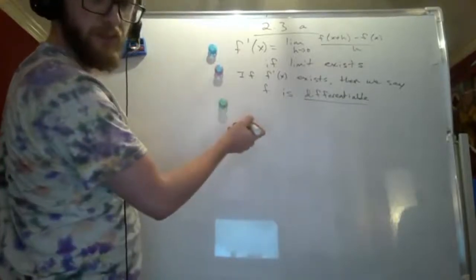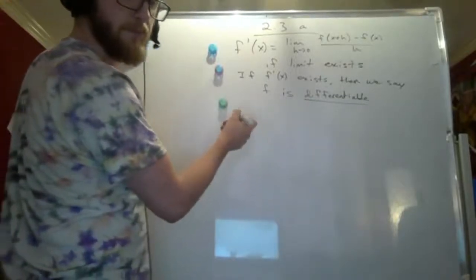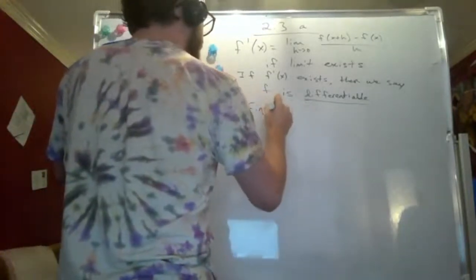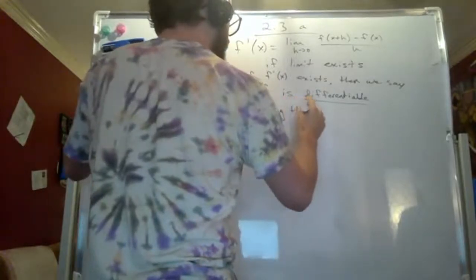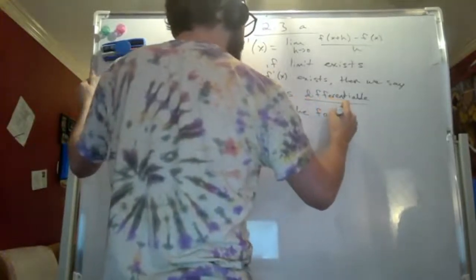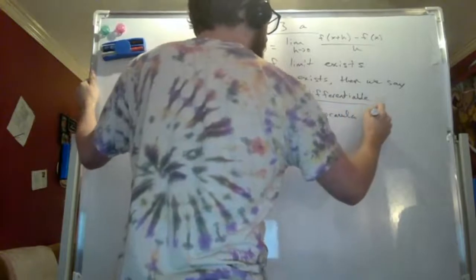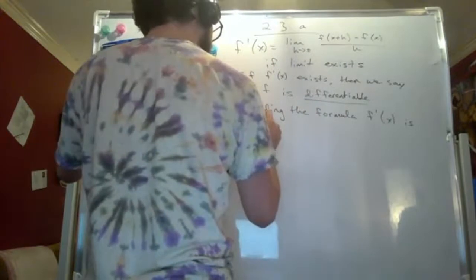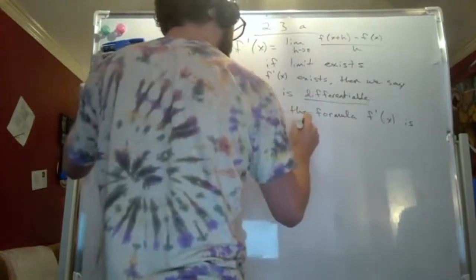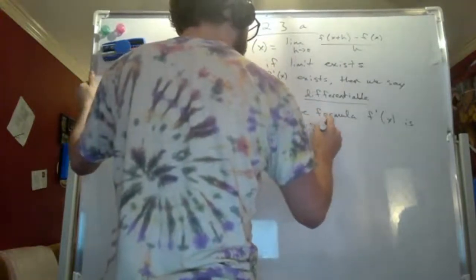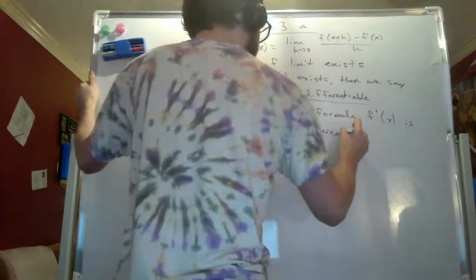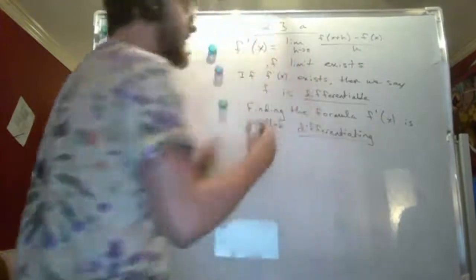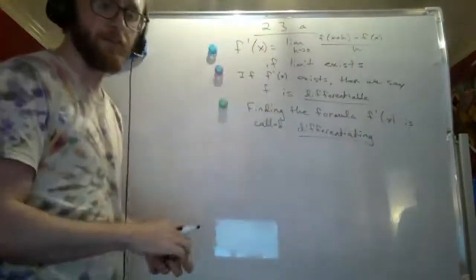So this next part, the process of finding the formula f prime of x is called differentiating. It's a verb. It means to take the derivative of something, differentiating.